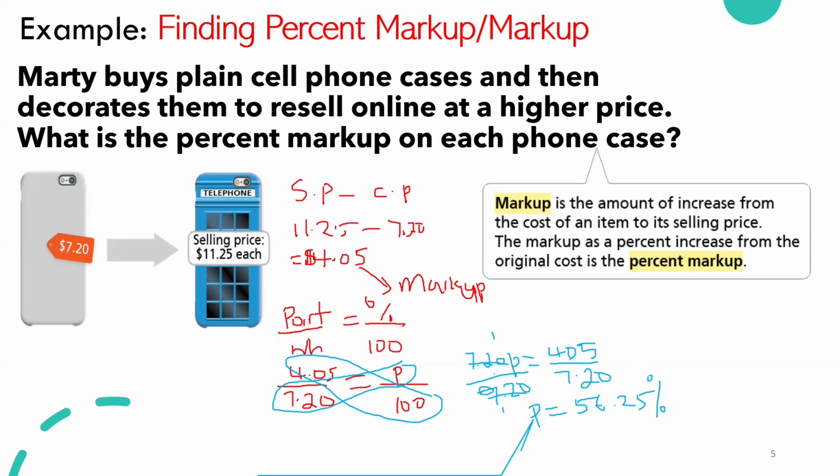If you are finding percent markdown and markdown, the steps would be the same. The only difference is that it would be a percent markdown and not a markup. It would decrease.